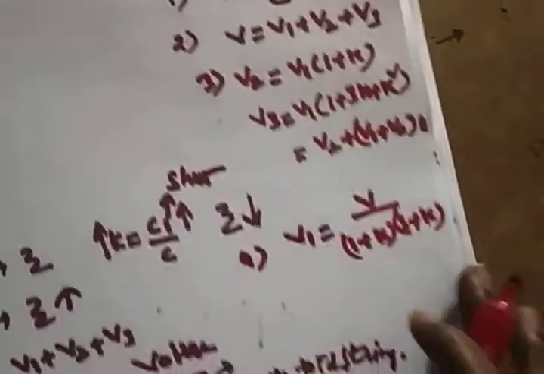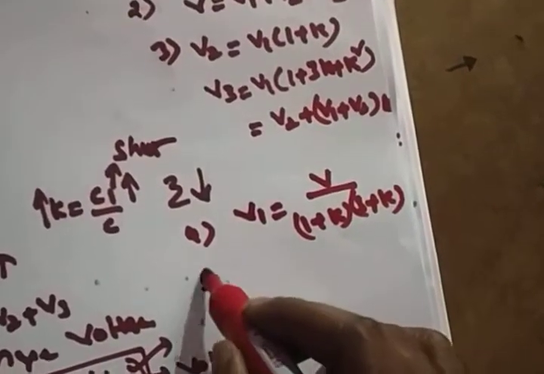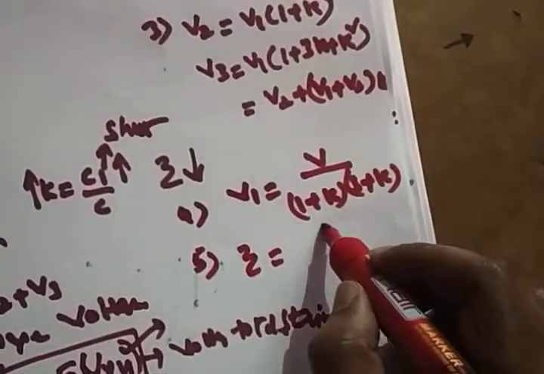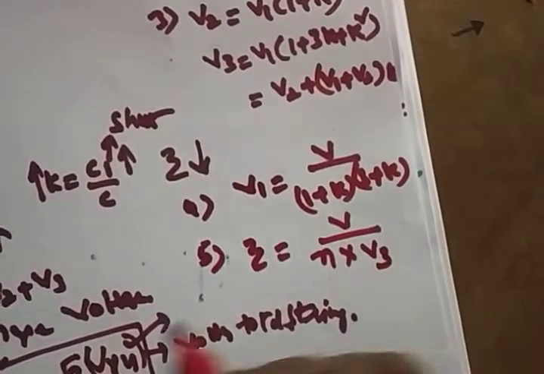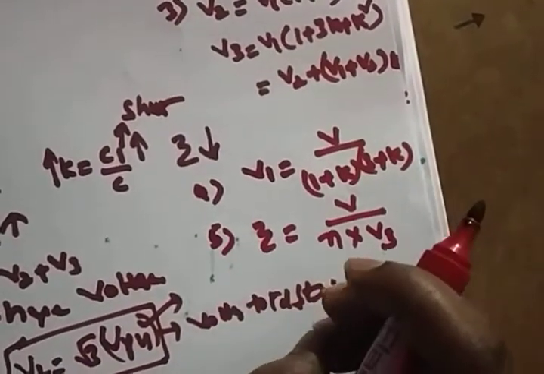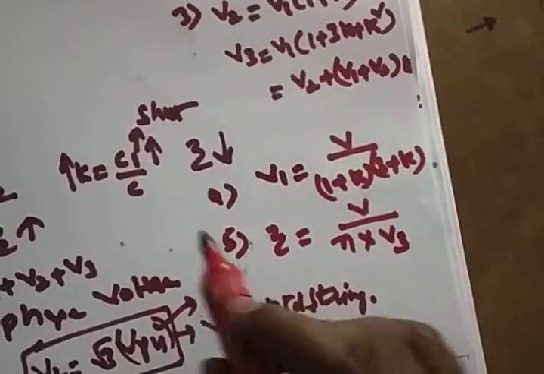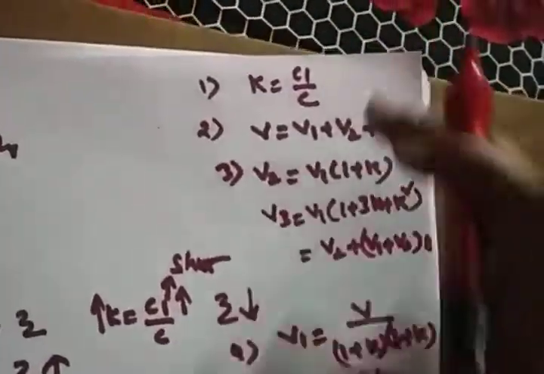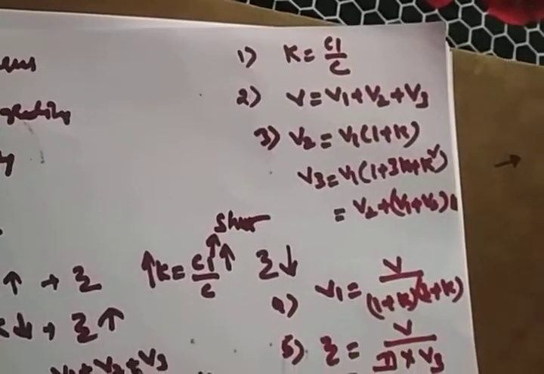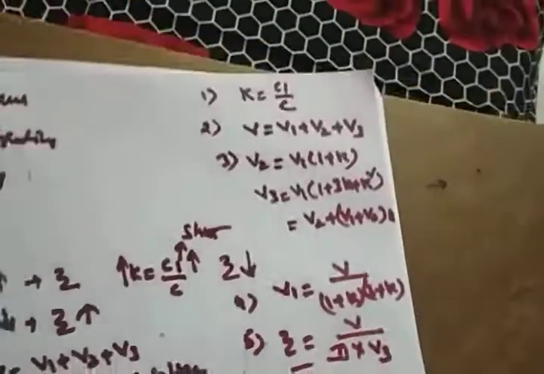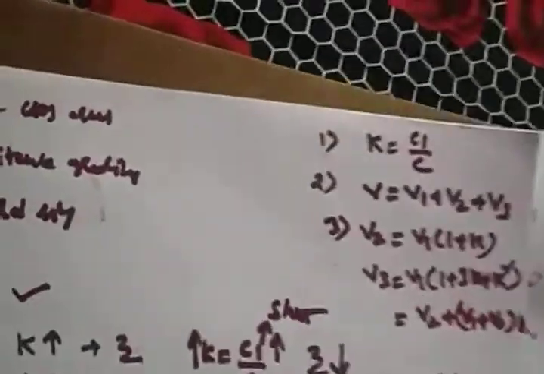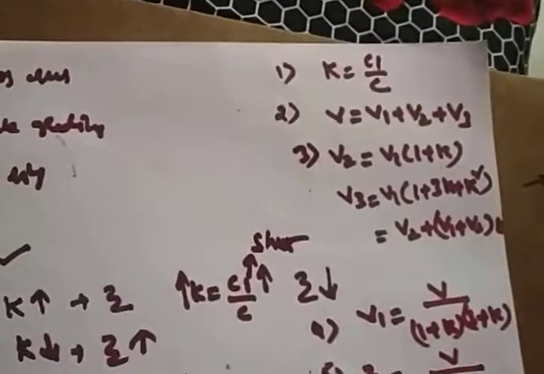Right? And what about the string efficiency? Total voltage by number of disks into the voltage across the conductor's disk. So this is the string efficiency. So these are the formulas. It will be useful while solving the problems, right? Now we'll solve some problems on string efficiency. With that we will complete this unit.